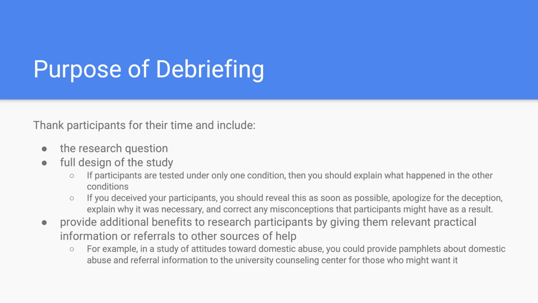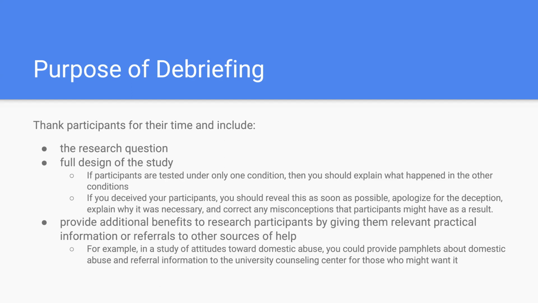You also want to take this time to provide some additional benefits to research participants. So it could be that you give them a link to mental health services if you asked about depression. This example is from the textbook. It talks about an example of if you asked about attitudes towards domestic abuse, you could provide pamphlets about domestic abuse. And this can be in online format, of course.